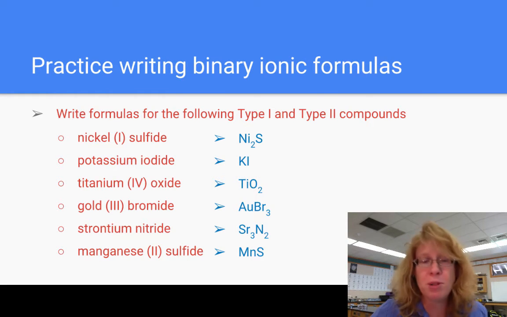We're going to practice a bunch more of these, the type 1, type 2, writing names, and then the hard part is figuring out those Roman numerals, writing names. But in terms of writing the formulas, the crossing down usually is pretty straightforward, so just be careful with your subscripts.